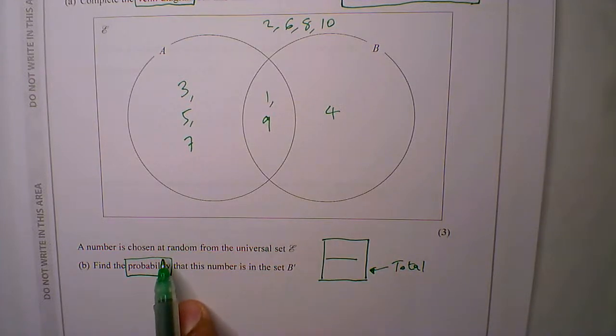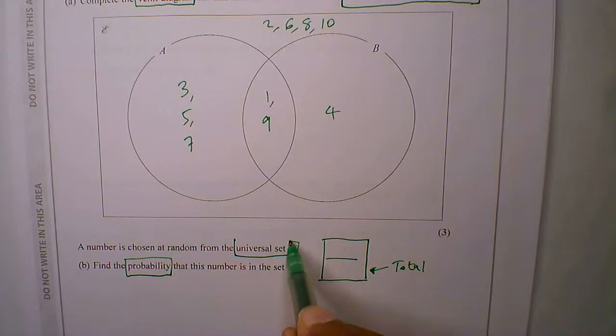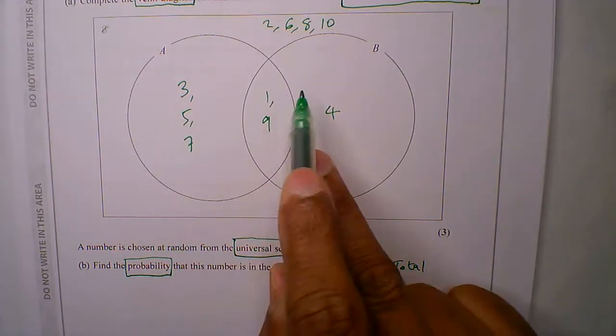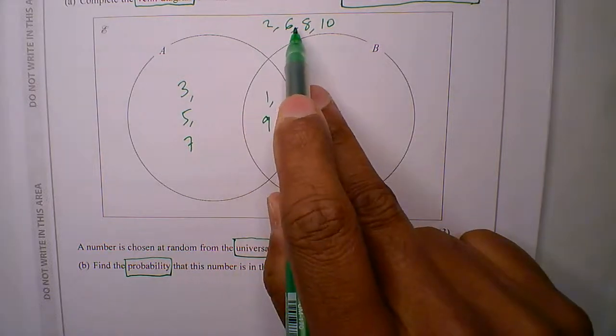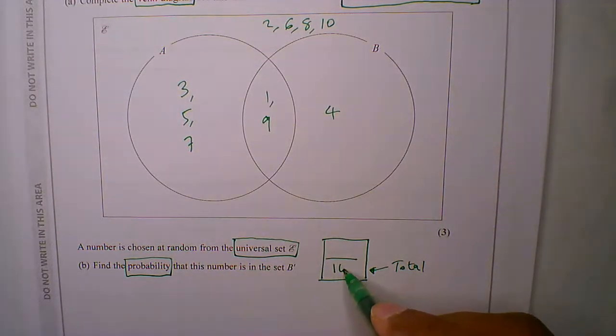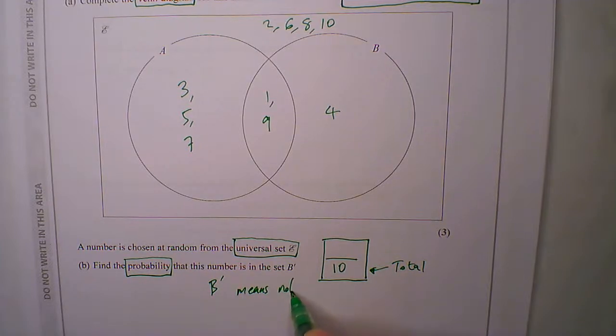A number is chosen at random from the universal set. How many numbers are in my universal set? I've got 1, 2, 3, 4, 5, 6, 7, 8, 9, 10. So I've got 10 values. So that's my denominator. Find the probability that this number is in the set B dash. So B dash means not B.